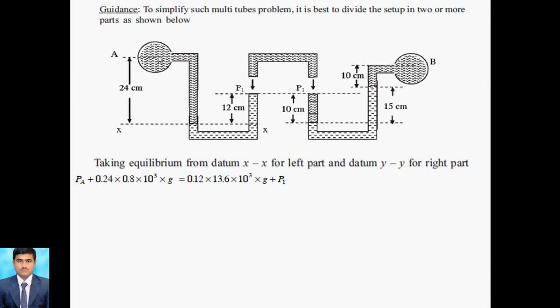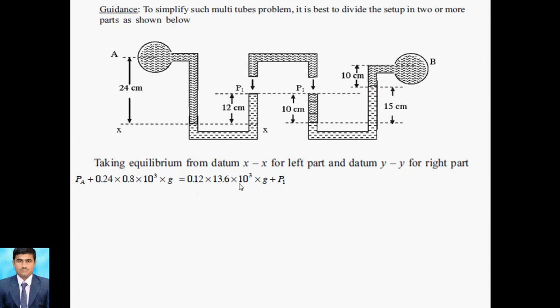So this is the PA plus rho GH. So I can write rho is that value, G is that value, then H is 24 centimeter, which means 0.24 meter. The specific gravity is 0.8 times 10 to the 3, because oil is the fluid there, that's why we can take 0.8 into 10 to the 3. Then next is equal to 0.12 into 13.6. Here mercury is there, that's why I write 0.12, converting centimeter to meter.